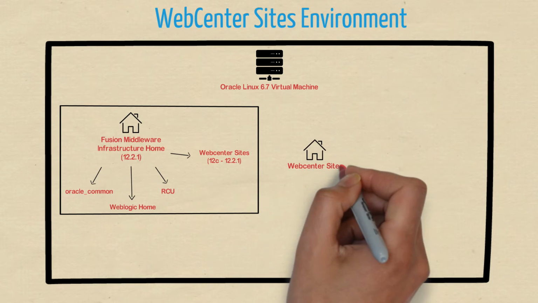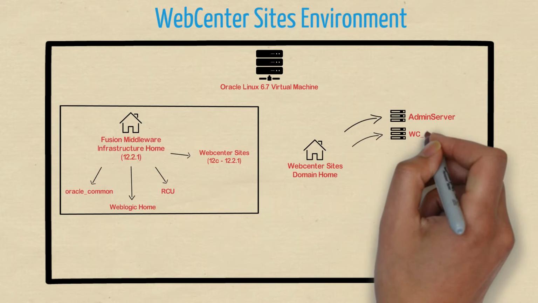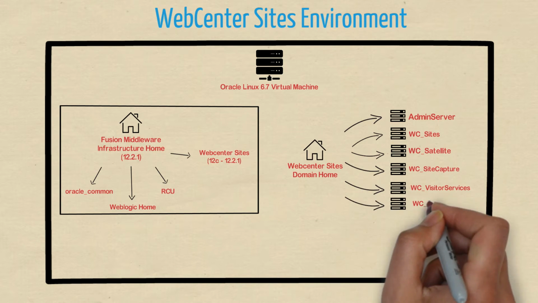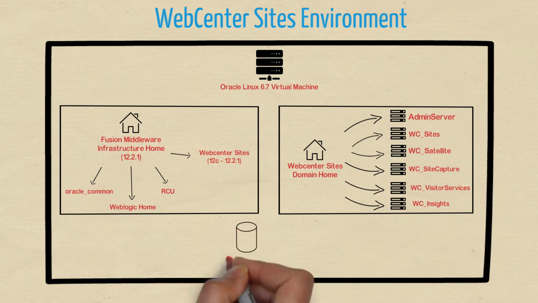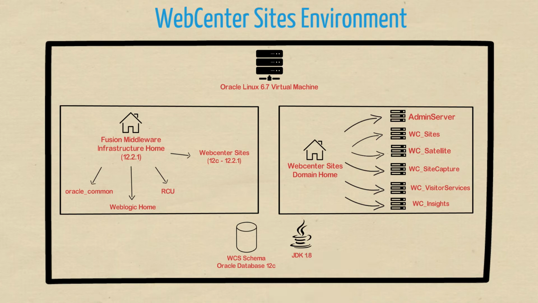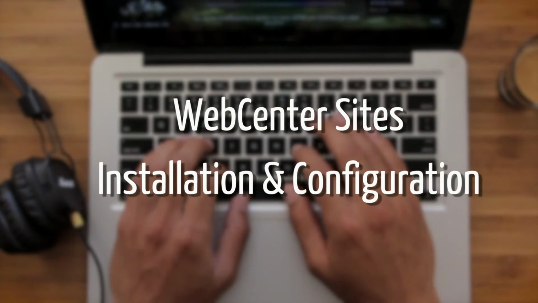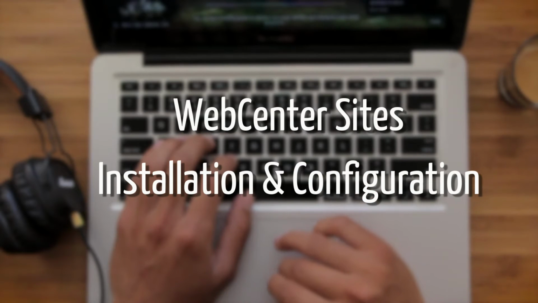Next, we'll create a domain which contains an admin server and 5 managed servers: WC Sites, Satellite, Site Capture, Visitor Services, and Insights. The schema for WebCenter Sites will be stored in Oracle Database 12c. We'll also need JDK to run Fusion Middleware and WebCenter Sites, and I'll be using JDK 1.8. I have a VMware on which I have already installed Oracle Database 12c and JDK 1.8. Now let's get into the installation process, and the first step is to install Fusion Middleware Infrastructure.